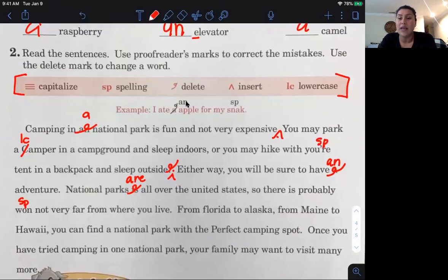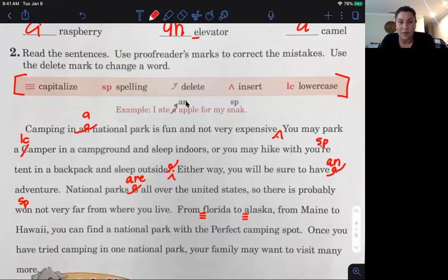From Florida to Alaska, from Maine to Hawaii, you can find a national park with the perfect camping spot. Oh, I already saw two things that are wrong there. Did you catch them? Yes, Florida is a state, Alaska is a state, so we need to capitalize. How do you proofread a capitalization? You just underline with 3 lines. Go ahead and do that. Only the first letter, not the whole word. All right, that's 2 more. Okay, there's only 1 more correction to be done.